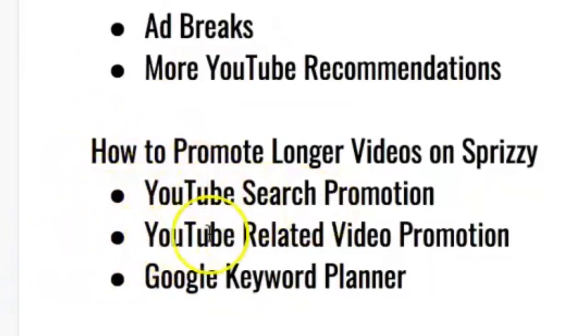Now, YouTube related video promotion is when you want an already engaged viewer, already watching a video, to have your video recommended next. YouTube search is more organic: people are searching keywords and you want your video to be the first video they see. That's the YouTube search promotion.